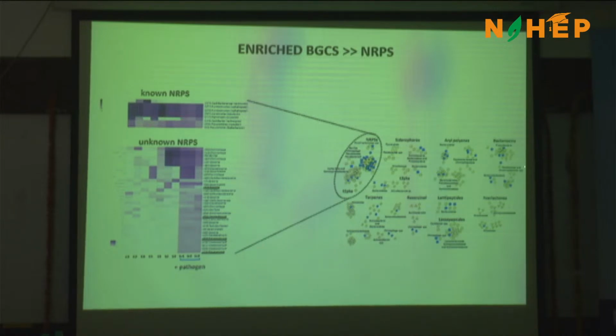But when we look at the unknown NRPSs, which were a lot, this is what we got. This nice pattern in this heat map, where we see that most of the unknown NRPSs were overrepresented in the endophytic microbiome when the pathogen was present. That was quite important for us. Is this clear for all of you?